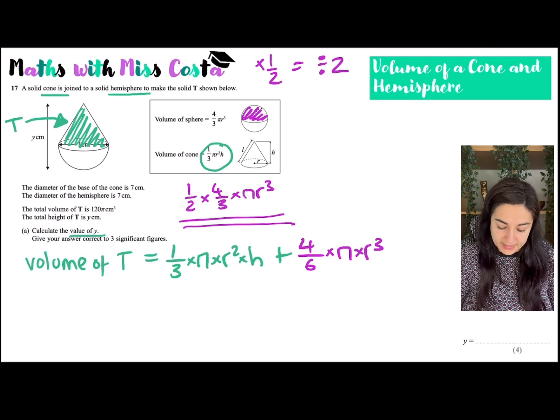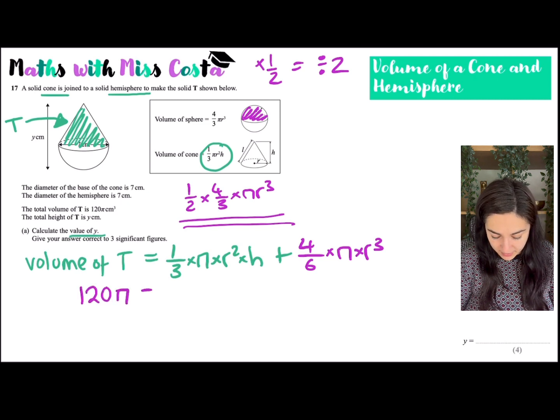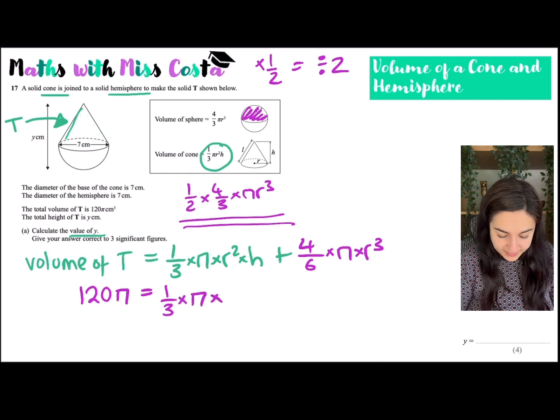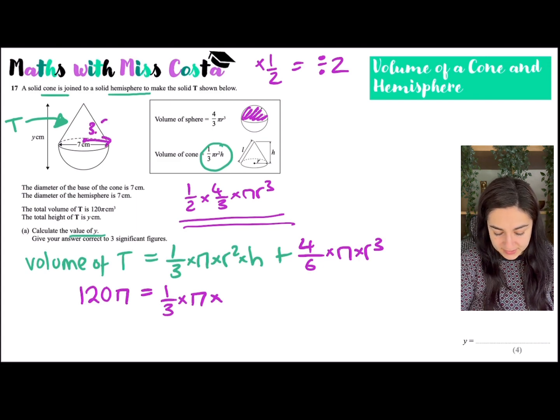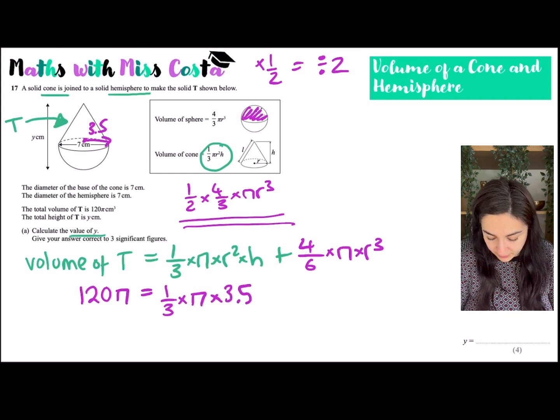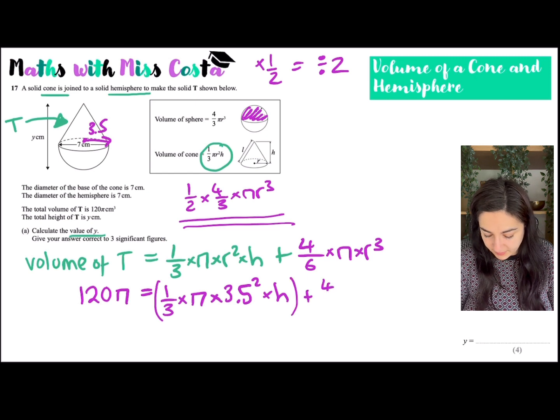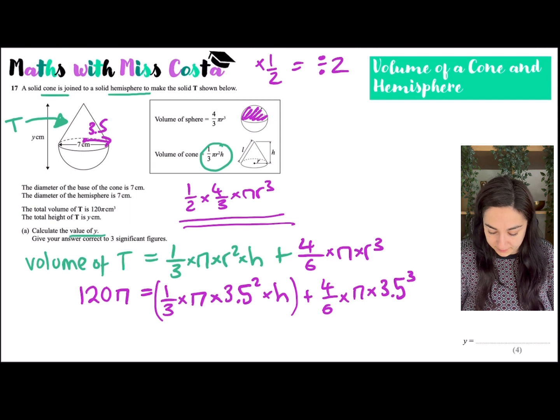Okay, so this is my long complicated formula, and let's see what I can do. I can substitute the volume, so I know the volume is 120 pi, and I know that must equal 1/3 times by pi times by r. So r is the radius. We've been given the diameter, so the radius is half the diameter, so that would be 3.5. So 3.5 squared times by h. Sadly, we do not know what h is, plus 4/6 times by pi times by r cubed, and r is once again going to be the same, 3.5 cubed.